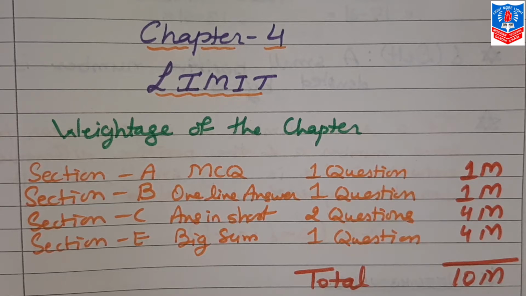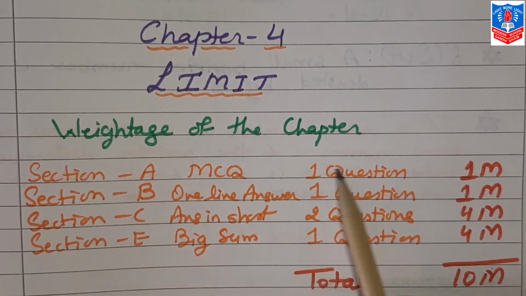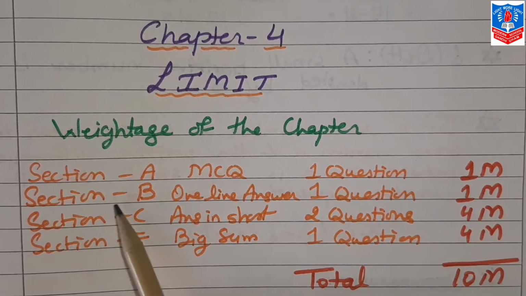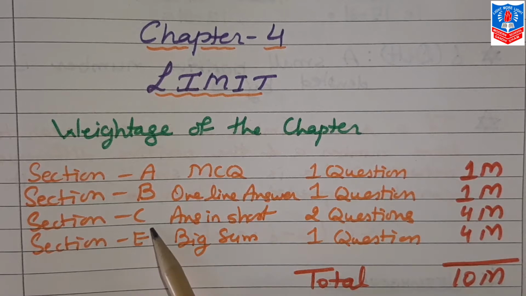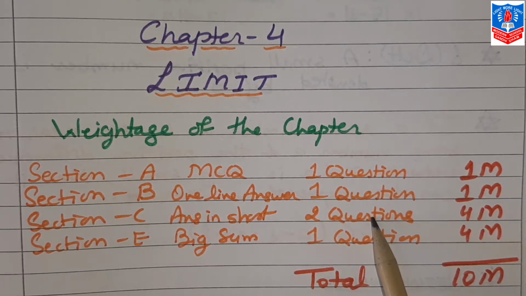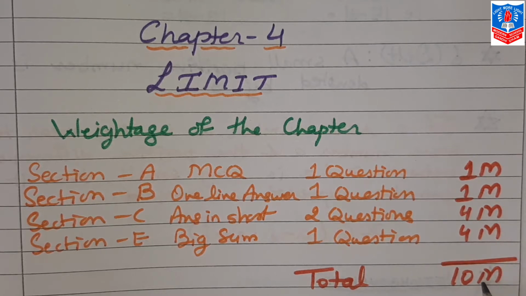First, let us discuss what is the weightage of this chapter. Total 10 marks. Section A, 1 MCQ of 1 mark. Section B, 1 line answer, again 1 question of 1 mark. Section C, answers in short, that is short sum or theory, that is 2 questions of 2 marks, so total 4 marks. And finally section E, 1 big sum, that is of 4 marks. So this way total 10 marks, board examination point of view.